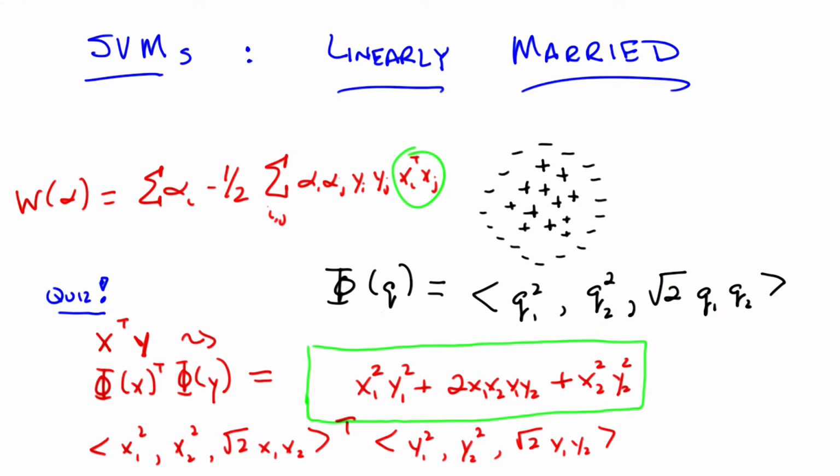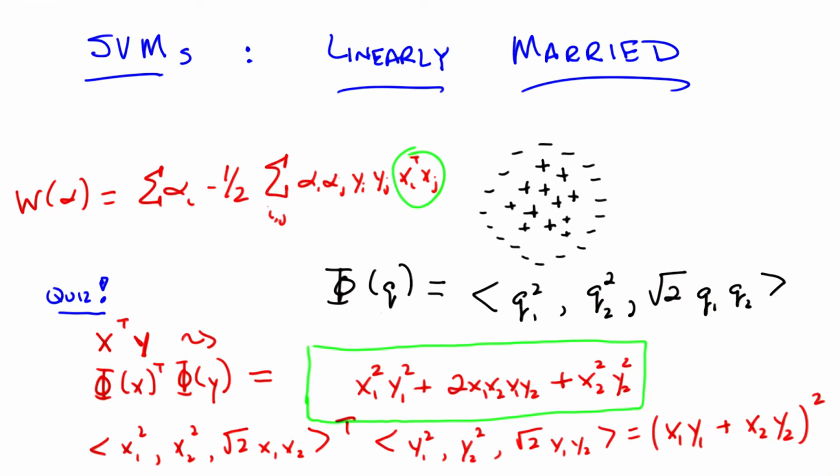Oh, thanks for writing it that way. I see. Is this right? So it's like we can factor this. It's like x1 plus x2 times y1 plus y2. Wait, is that right? No, it's not right. It's x1 y1 plus x2 y2, whole thing squared. Right. So if you factor it out, you're right. This is exactly equal to x1 y1 plus x2 y2, squared.